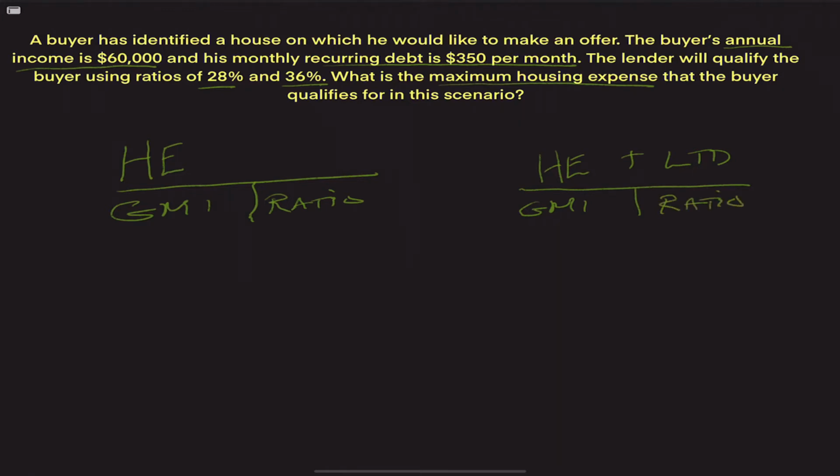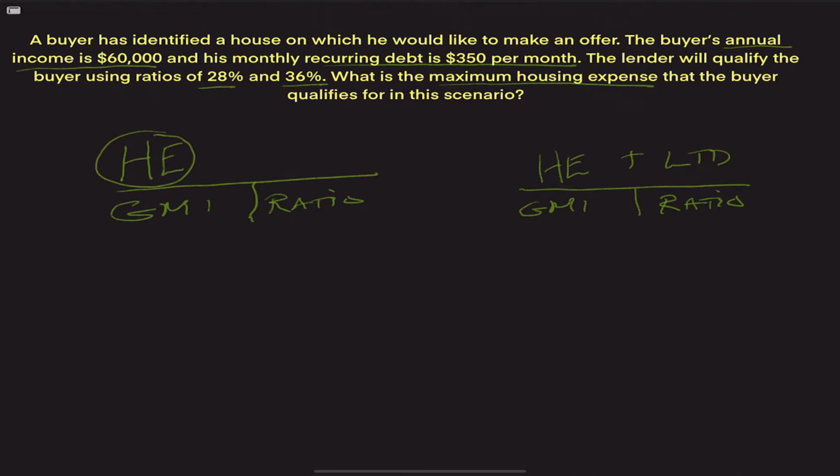The reason I like the T-bar is because now that I have it set up, I can just start plugging things into place and hope something good happens. So as I'm looking at this problem, I go back to the question, what is the maximum housing expense that the buyer qualifies for in this scenario? Does it make sense to you that the number I'm looking for is the housing expense? The number that I'm looking for is the housing expense.